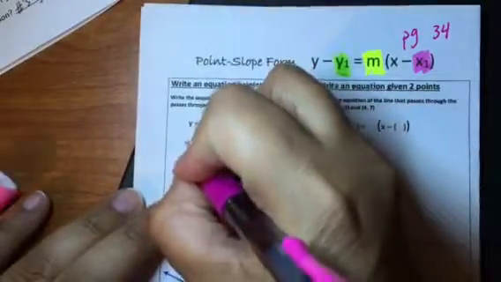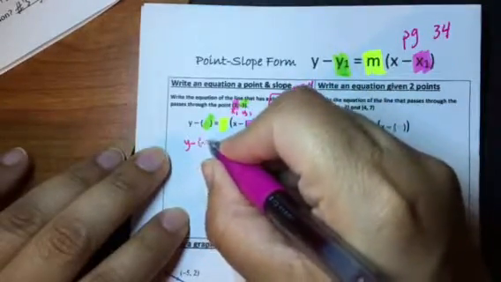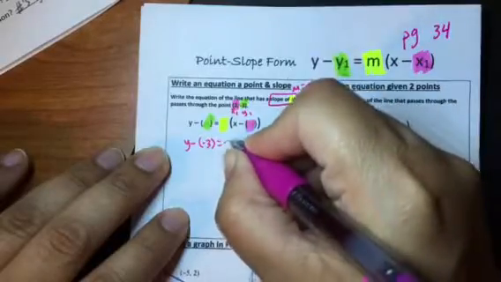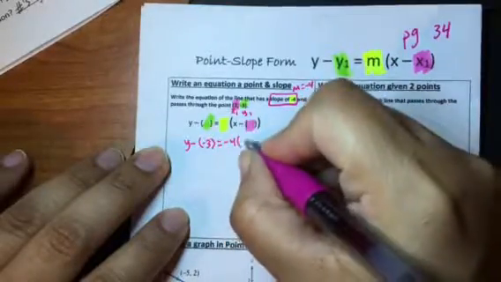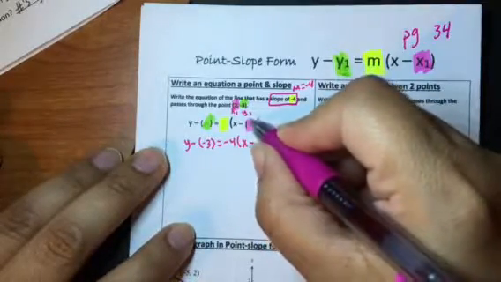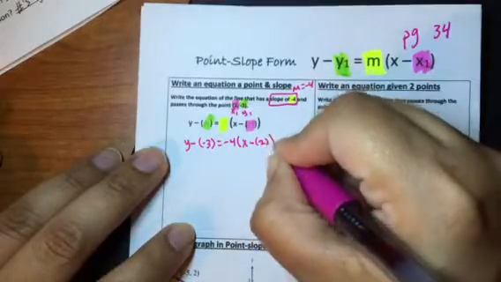So y minus y1, which is the green number, equals m, which was the yellow number, x minus, now there's a parentheses here. Anytime you're plugging in a number, you want to use parentheses.